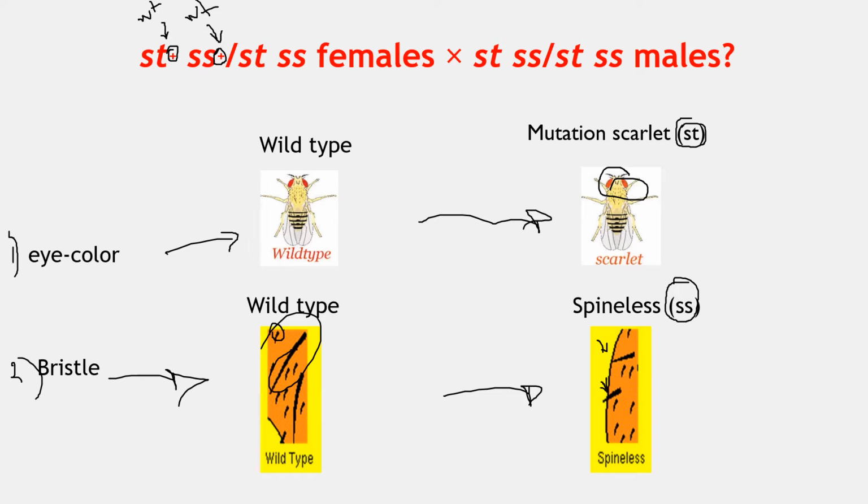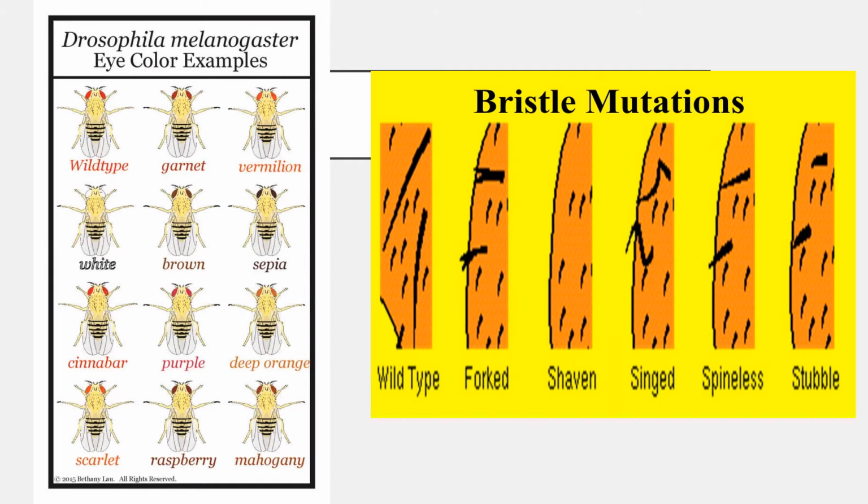So here you can see that here you will have the wild type genes. Here, this one will be the mutation. And here you have mutants. And here you have a mutant. Okay, that is important. And I will show you in a second why this is important.